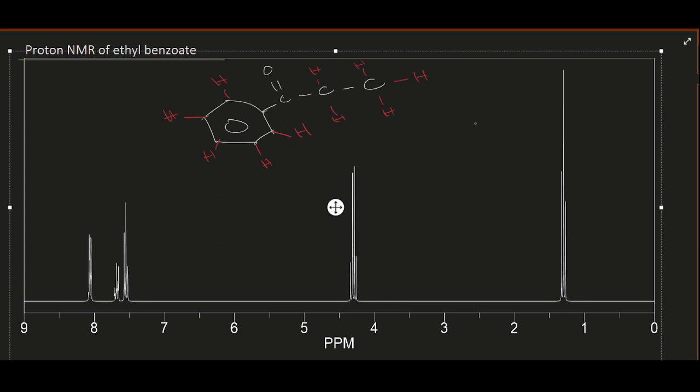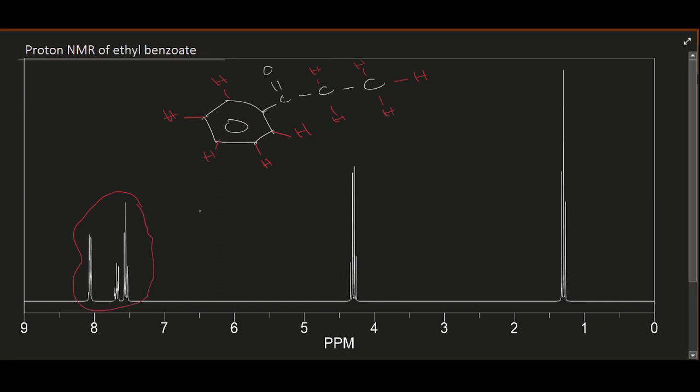So this is a proton NMR spectrum of ethyl benzoate, and let's take a rough idea: 1, 2, 3, 4, 5, we get 5 peaks. There is a cluster of peaks, so it is difficult to identify them. The first 2 peaks are very clear, one above the 1 and the other above 4.